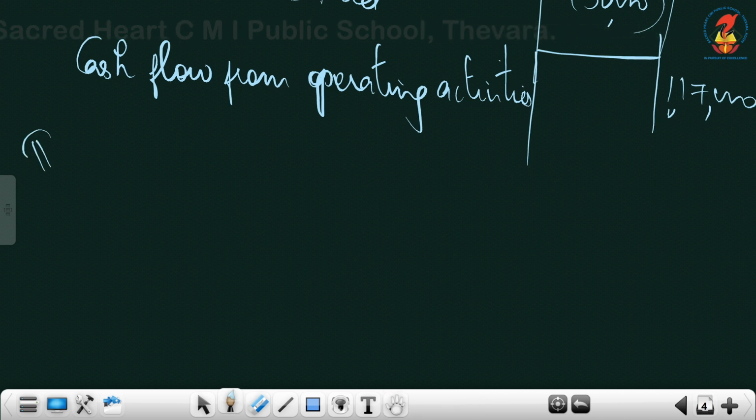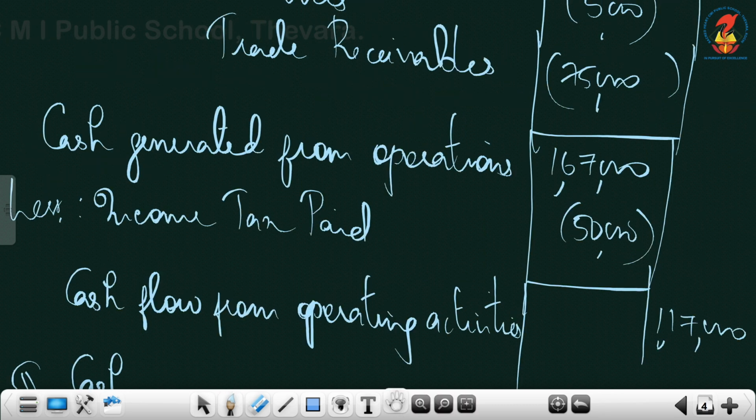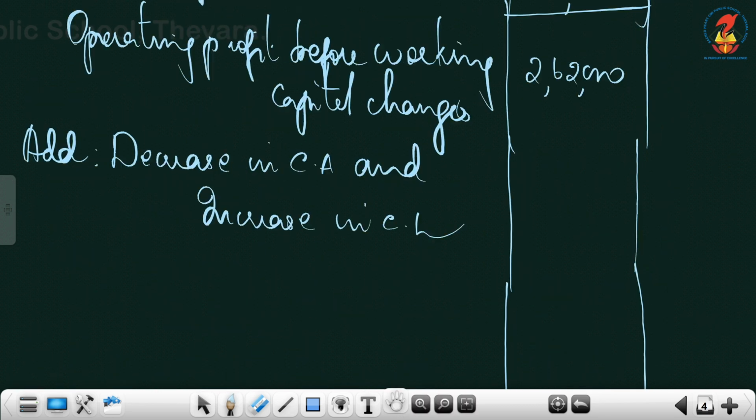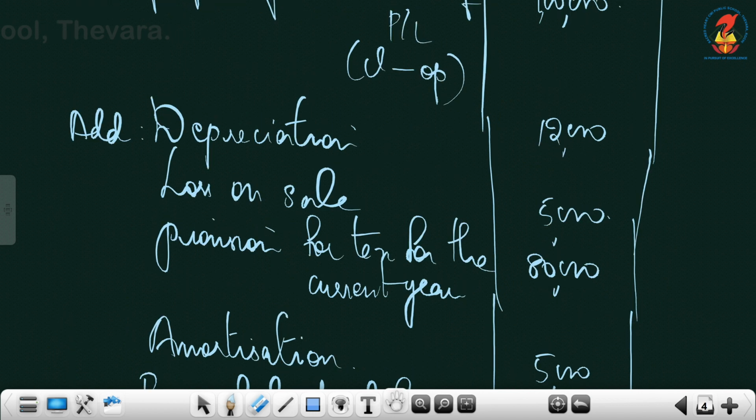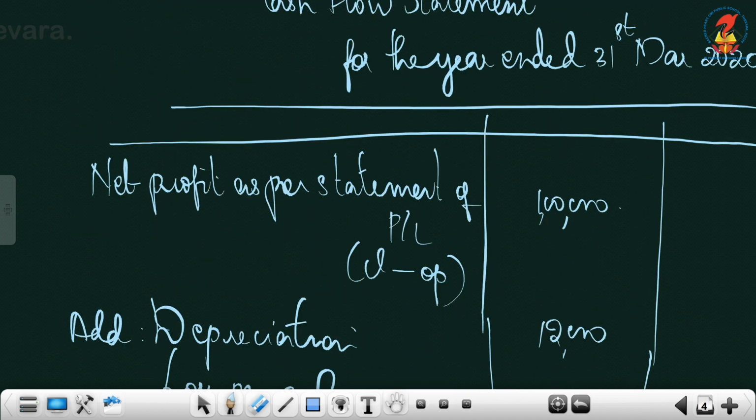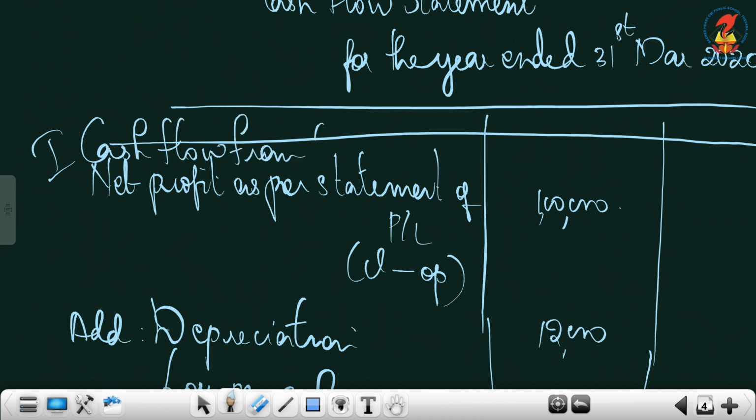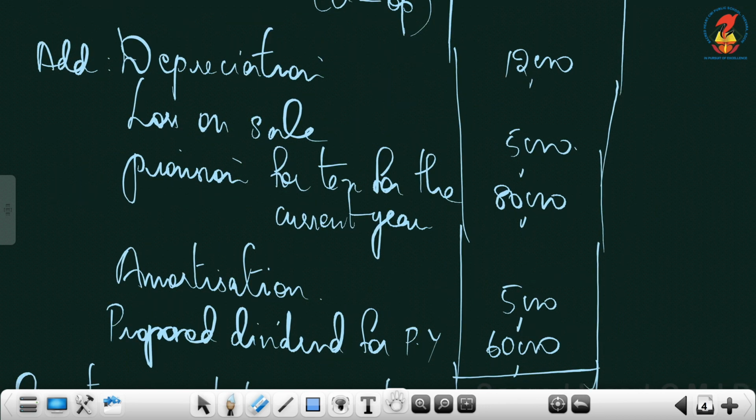The second section is above your first section. Just write that first section heading, that is cash flow from operating activities. Okay, before you write that, net profit.